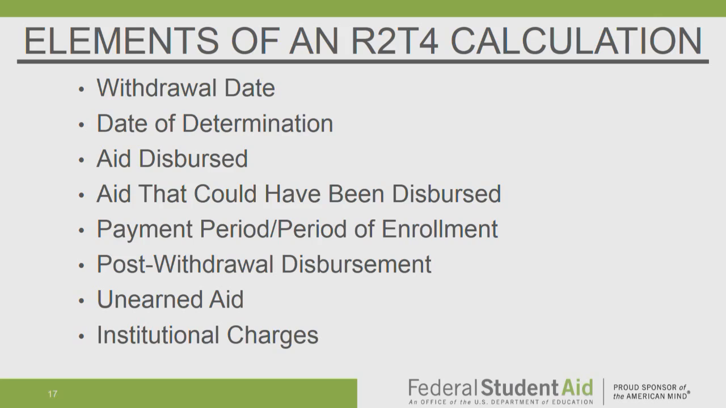Unearned aid is the Title IV funds that you're going to return based on your calculation. You need to return within 45 days. Institutional charges are academic-related charges you've initially charged to the student. Only include educational costs.